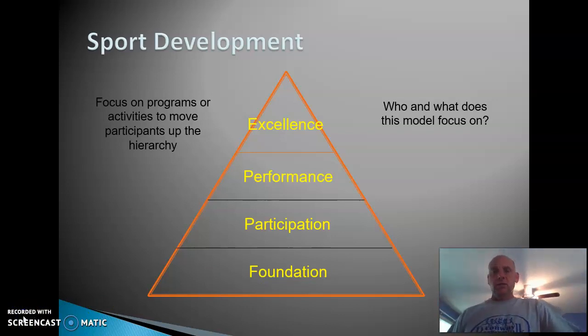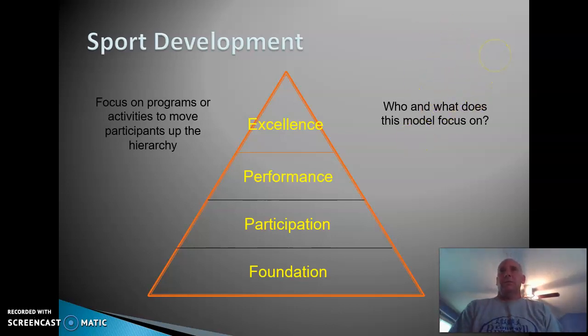That's where you get into those really, really good athletes, or we classify as athletes within that particular sport, performing at the top level of performance and getting into the professional ranks. And so the question over here is who and what does this model focus on? Well, it focuses on the participant, but really it focuses on getting the participant moved up through each of those levels of this hierarchy to get better at the particular sport.